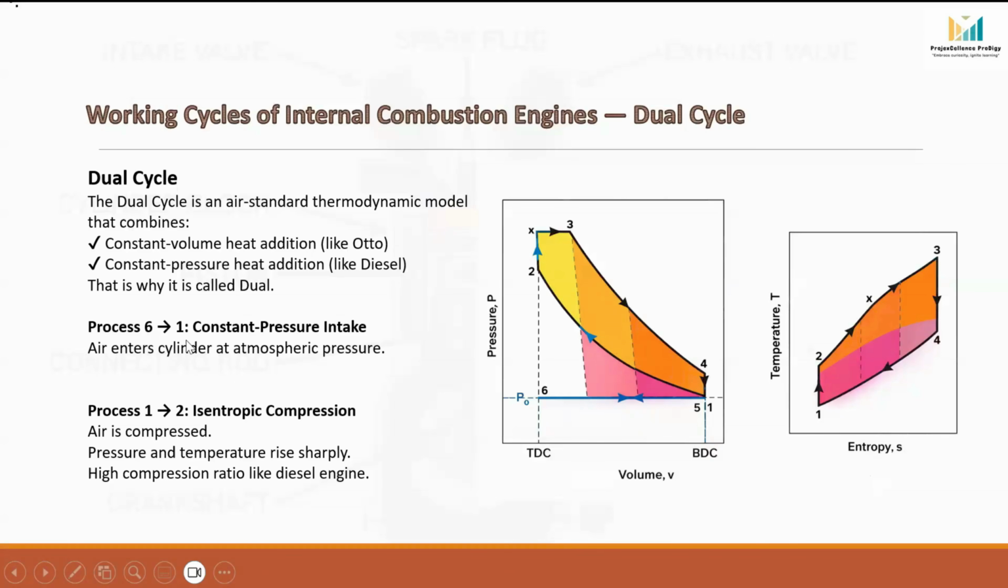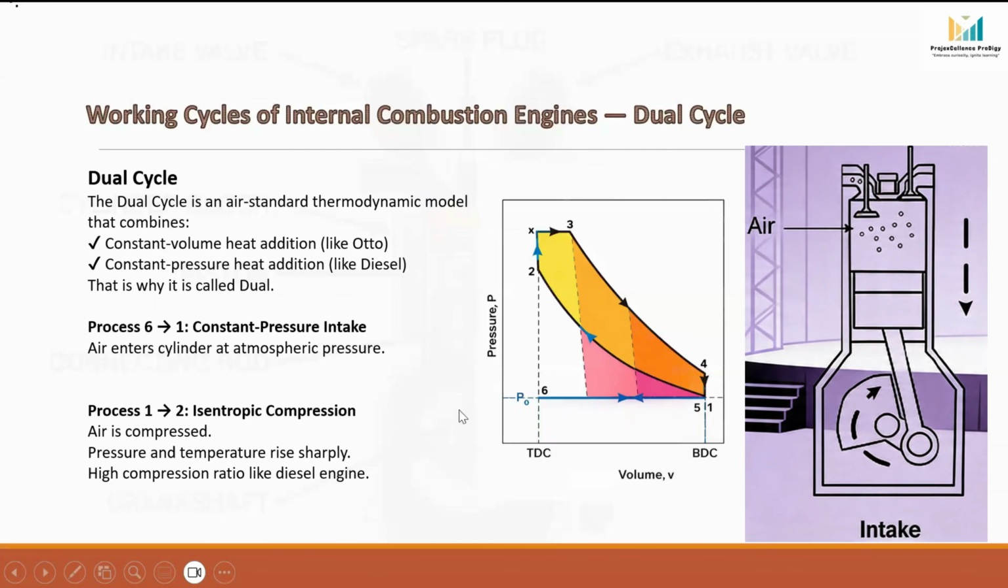Let's understand its processes. First, we have process 6 to 1, the intake process. Here, the piston moves from TDC to BDC. The intake valve is open and the exhaust valve is closed. As the piston moves downward, fresh air is drawn into the cylinder. Since this air comes from the atmosphere, the pressure inside the cylinder remains almost constant at atmospheric pressure. That is why this is called a constant pressure intake process.